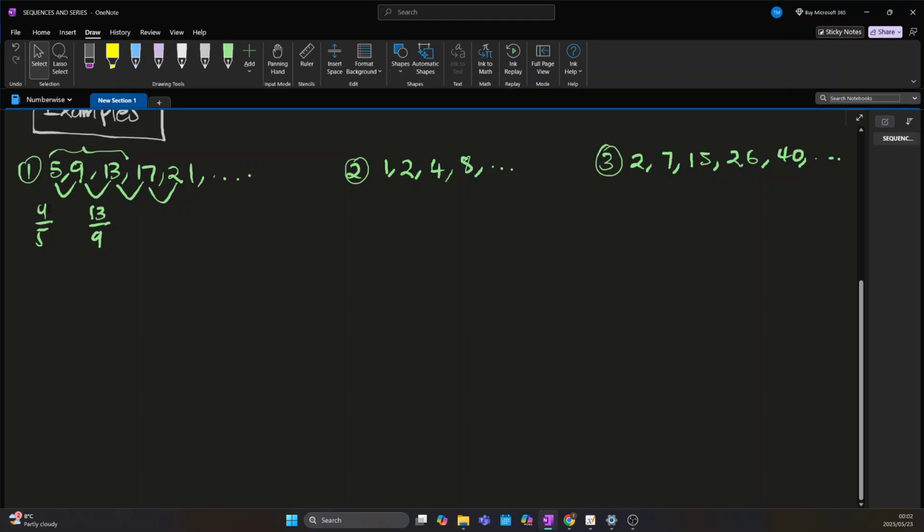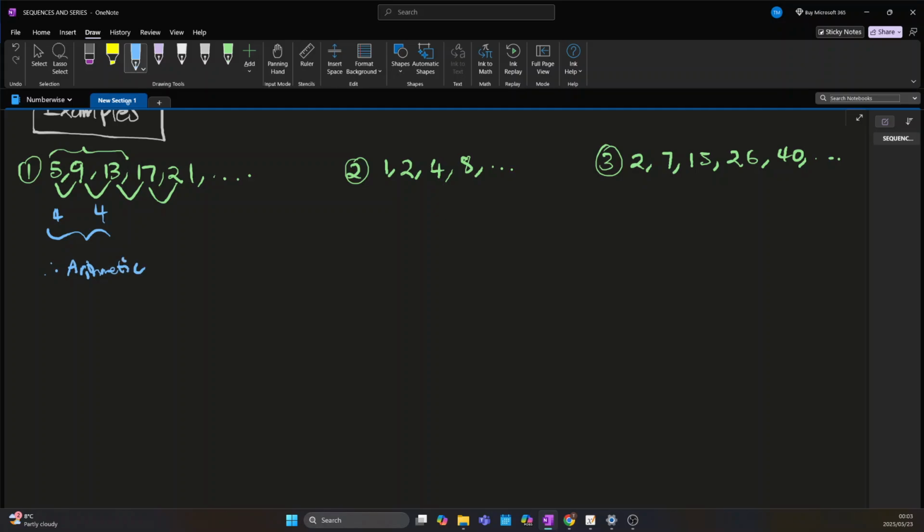So let's now check: are these the same? If you use your calculator, you're going to find that these are not the same. So what do we do next? We check for constant differences. 9 minus 5 is 4. 13 minus 9 is 4. So this is the first difference that we have, and it's constant. Therefore, this is arithmetic.